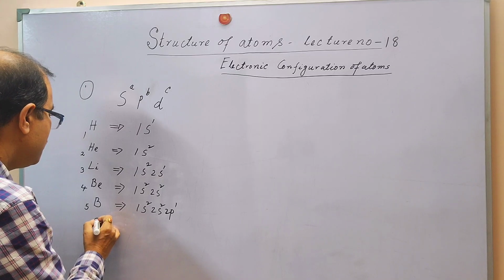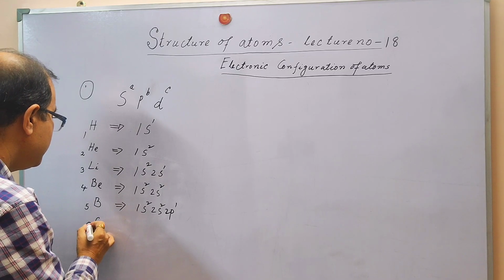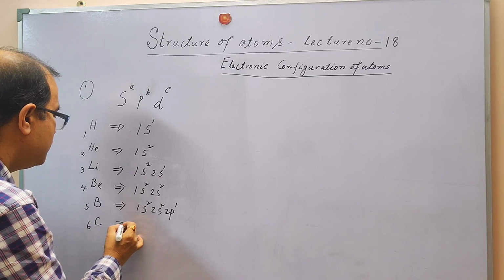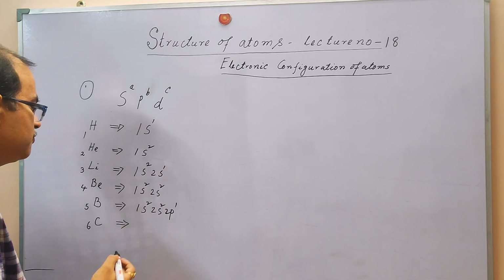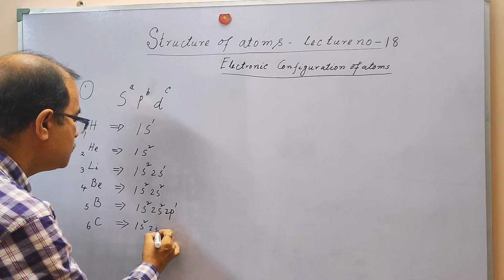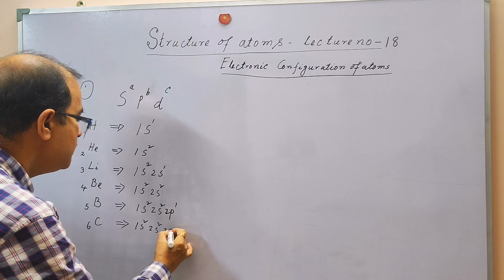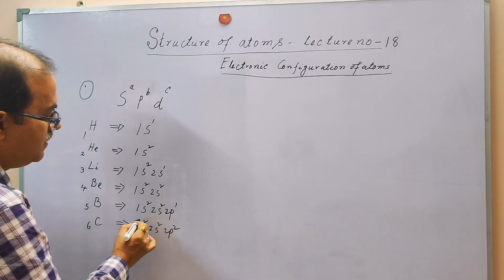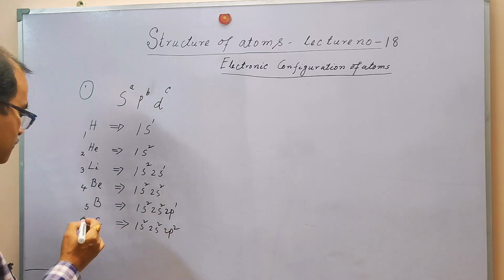Then after boron, there is a very important element, that is carbon. Carbon has atomic number 6. So it will have 1s2, 2s2, 2p2. This is 1, 2, 3, 6 electrons.